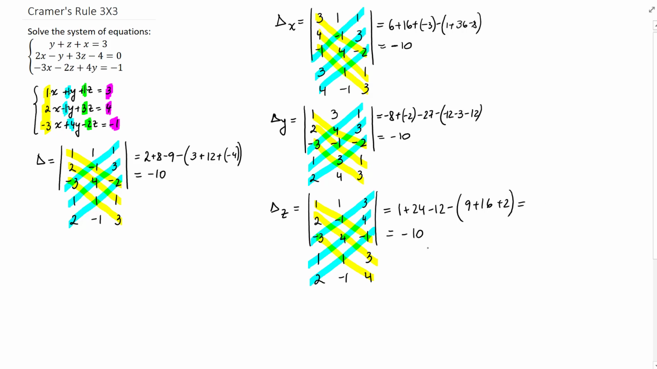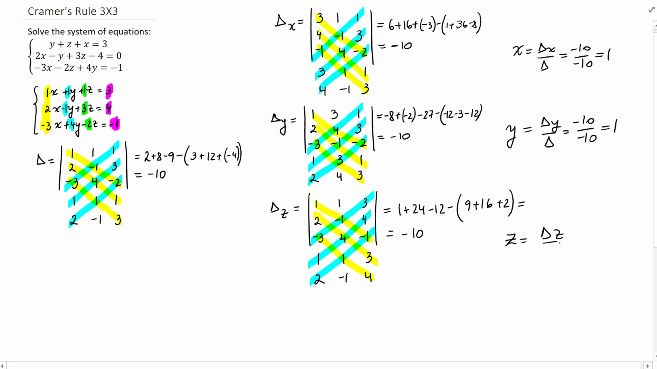So having all these computed, we can say x is delta x over delta, so it's negative 10 over negative 10, which is 1. y is delta y over delta, so it's negative 10 over negative 10, which is 1. And z is delta z over delta, which is negative 10 over negative 10, which is 1.